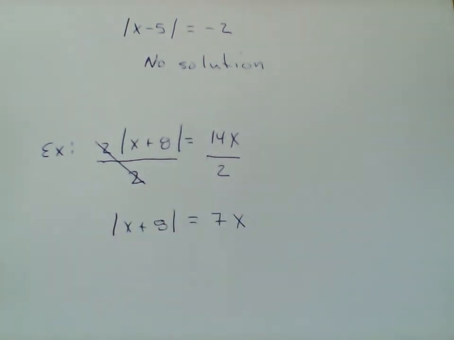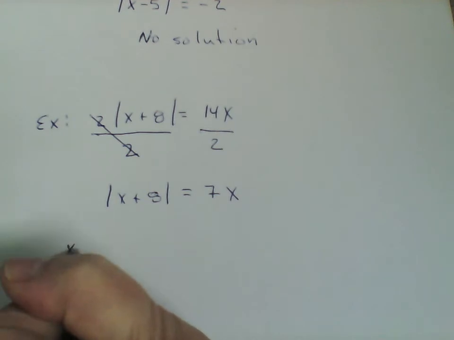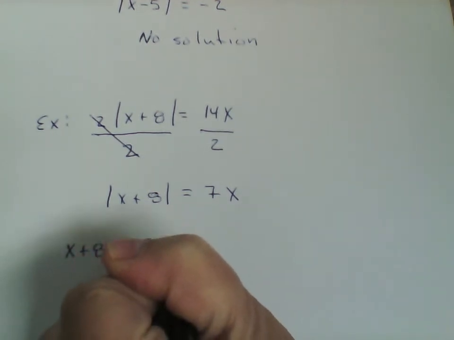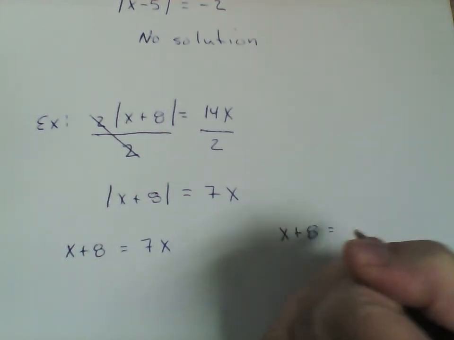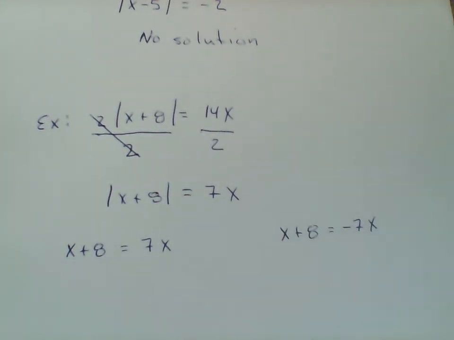So now I'm going to set up 2 equations, just like I did before, right? One is going to be x plus 8 equals 7x. And the other one is going to be x plus 8 equals negative 7x. So now we have to think in terms of like terms a little bit. I've got these x values. So when I solve for x, it's going to be a little bit different this time, right?